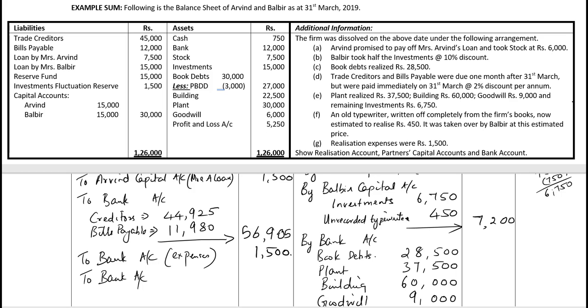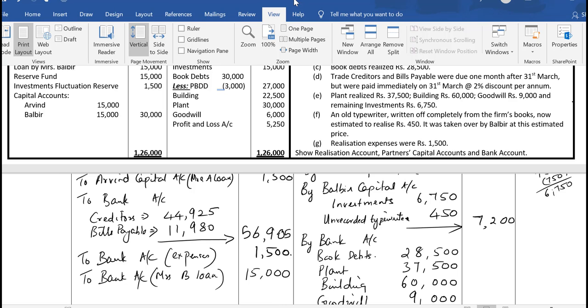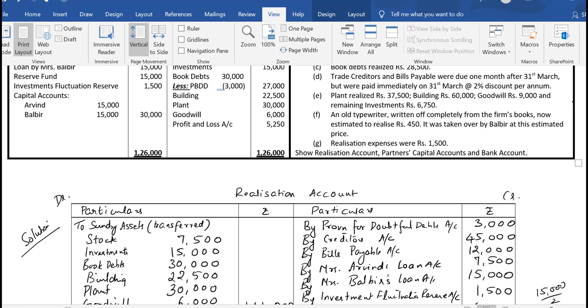That is the assumption which we need to make if any external liability is missed out and not dealt with. So bank account, Mrs. B's loan. The amount of the loan is 15,000 rupees. The items are done. I'll remove the split and we can find out the gain or loss on realization.